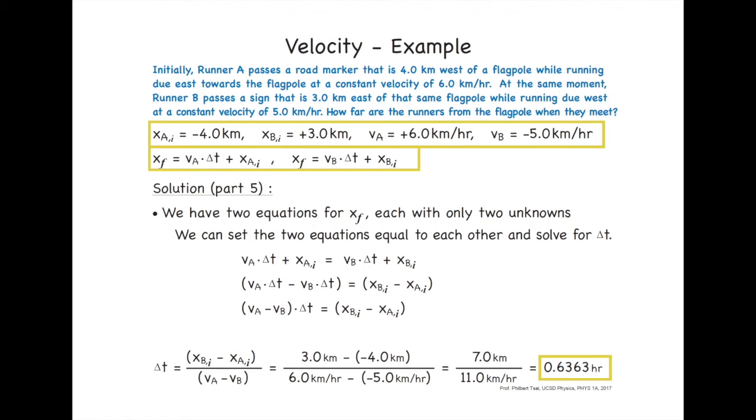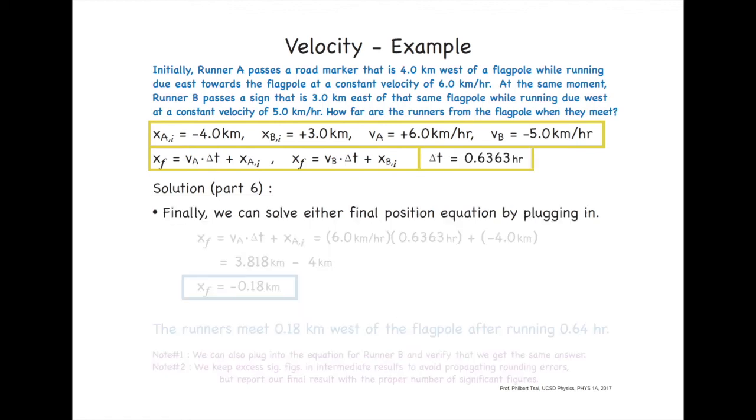What that meeting point is still unknown, but now that we have delta t, we can finally solve either of these equations because now we have only one unknown. So one equation with one unknown is easy to solve. We just plug in. X final is equal to VA times delta t, the velocity times the duration, plus the initial starting position. So that's now 6 kilometers per hour times 0.63 hours. And then we have to add the negative starting position.